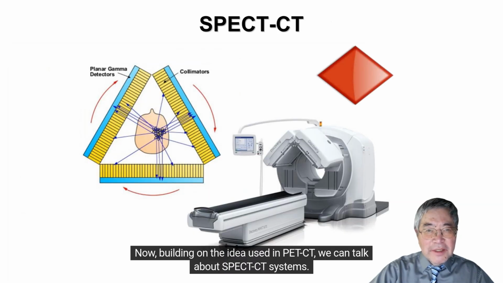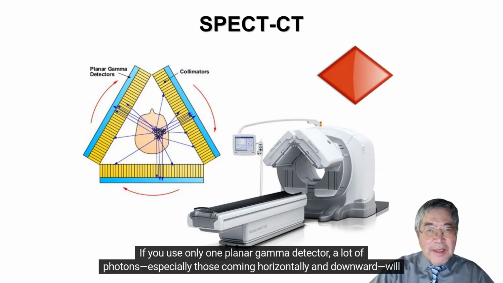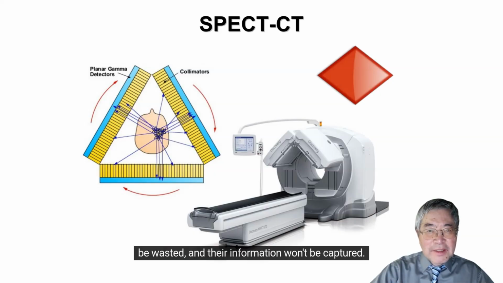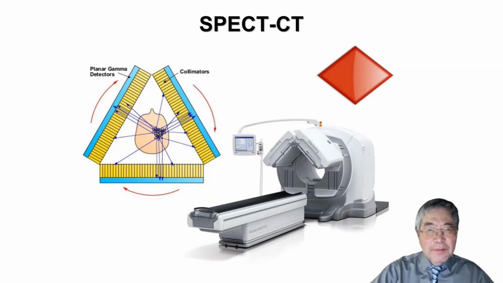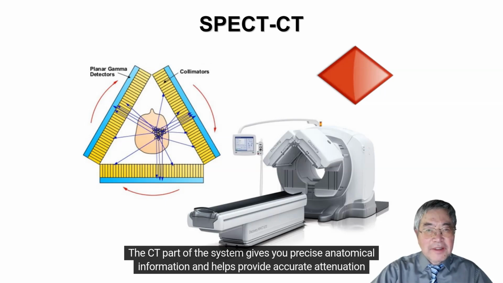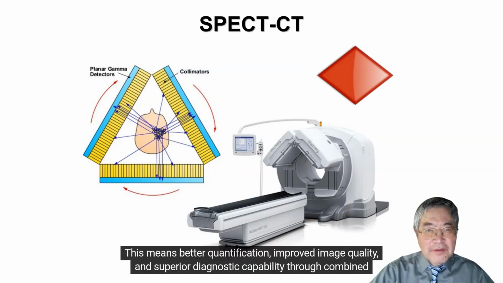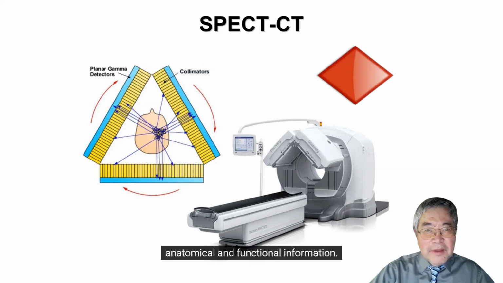Now, building on the idea used in PET CT, we can talk about SPECT CT systems. In this setup, there can be 2 or even 3 SPECT cameras working at the same time to gather more data. If you use only one planar gamma detector, a lot of photons, especially those coming horizontally and downward, will be wasted and their information won't be captured. But with triple detectors, you can use gamma photons much more efficiently. The CT part of the system gives you precise anatomical information and helps provide accurate attenuation correction for the SPECT data. This means better quantification, improved image quality, and superior diagnostic capability through combined anatomical and functional information.